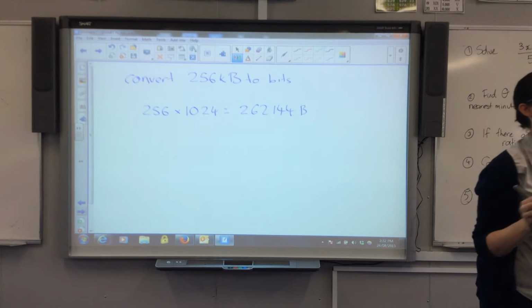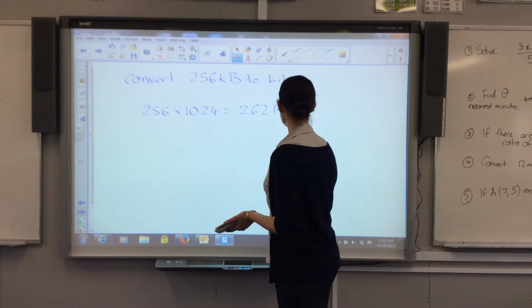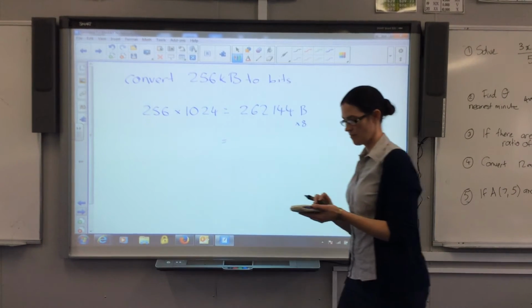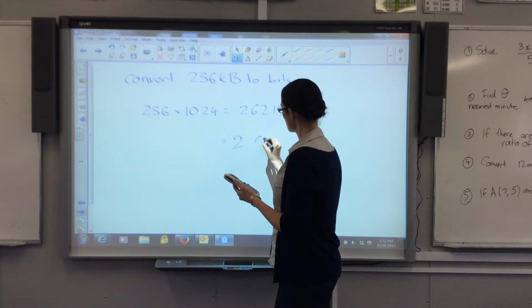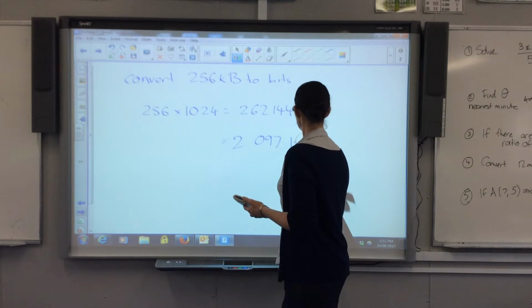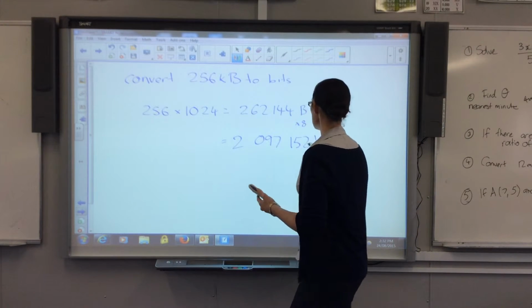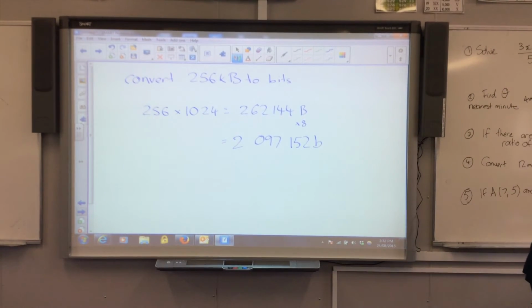Now I want to convert that to bits. I know how many bytes there are. How do I convert that to bits? Times by 8, because there are 8 bits in a byte. So timesing that by 8, I get 2,097,152 bits. Note that I've changed to a lowercase b because it's bits.